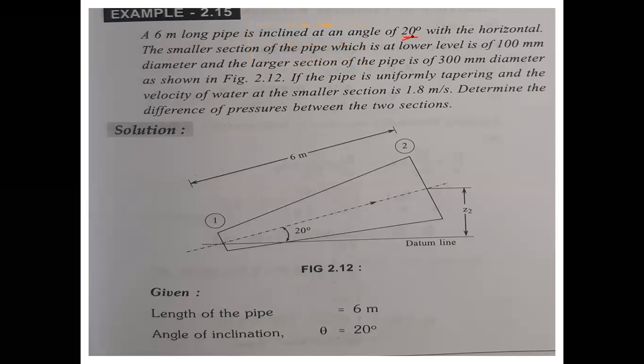If the pipe is uniformly tapering and the velocity of water in the small cross section is 1.8, determine the difference of pressures between the two sections. So here is the datum line. The pipe is making an angle of 20 degrees with the datum line. Section 1 is the small diameter pipe, section 2 is the large diameter pipe.